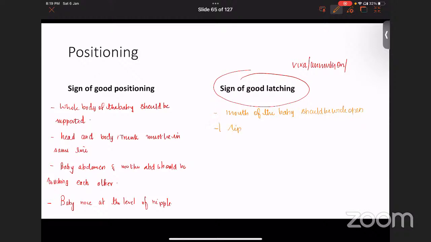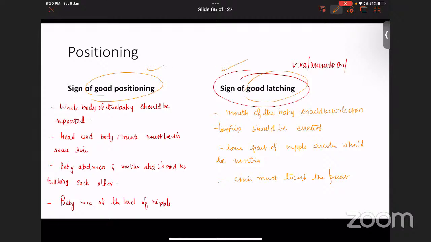The lower lip, mind it, the lower lip should be averted so that only the lower part of the nipple areola complex must be visible. And the chin must touch the breast. If everything is present, then it's a sign of good latching. This is a sign of good position. Very important to be noted.